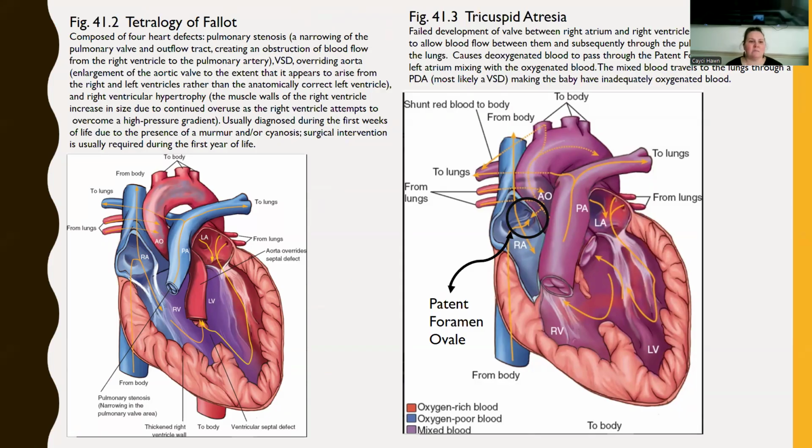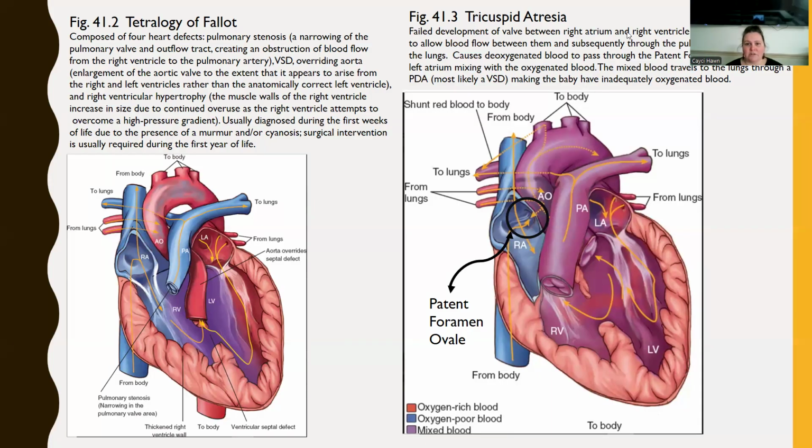And that one is composed of 4 heart defects, and you need to understand that and know that. The 4 heart defects include pulmonary stenosis, VSD, overriding aorta, and right ventricular hypertrophy. Tetralogy of Fallot is usually diagnosed during the first weeks of life due to the presence of a murmur and/or cyanosis. Surgical intervention is usually required during the first year of life.